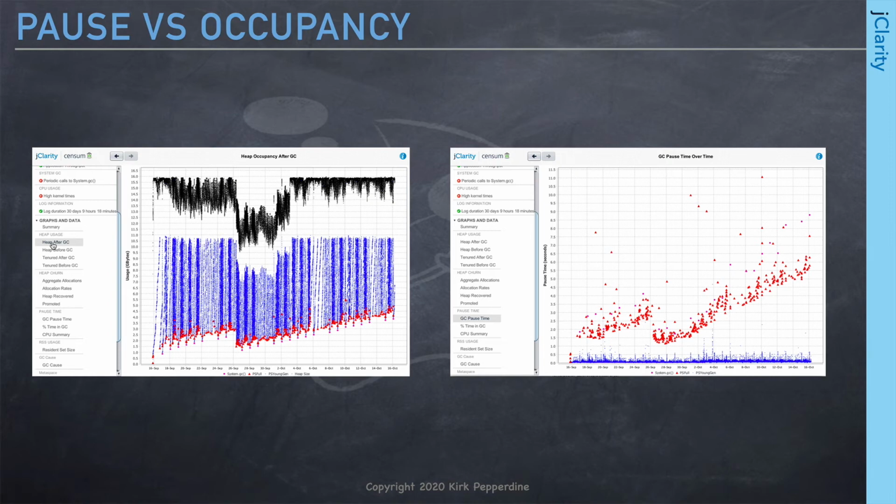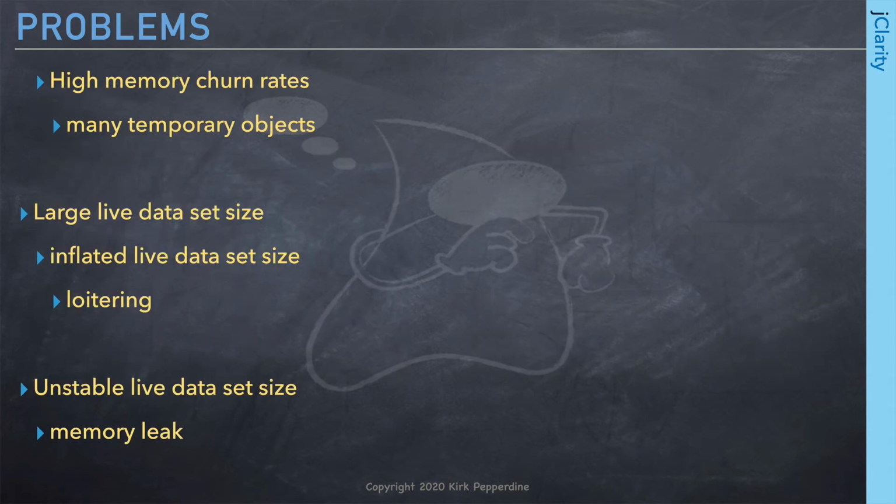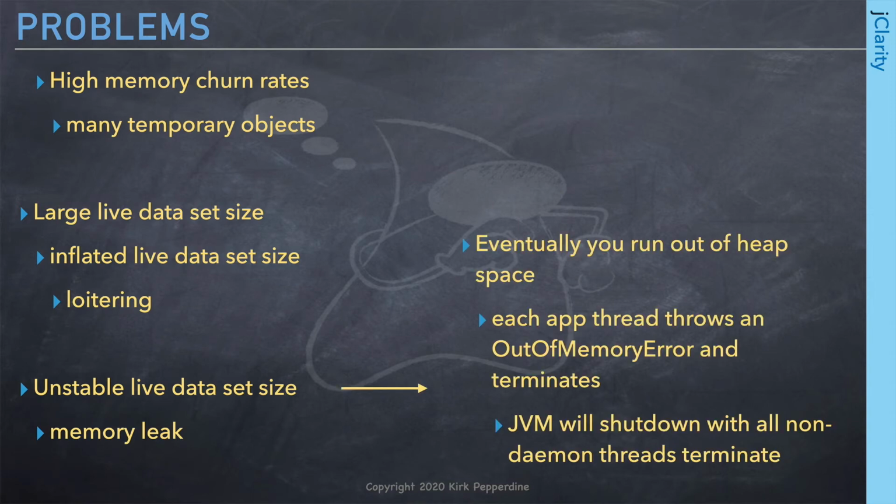So bigger live set, more work for the collector to do, longer pause times. So smaller heaps, in this case, are a solution. But again, going off heap can cause more issues. So it's a quandary, shall we say, as to what to do. And of course, we can have an unstable live set, which is essentially a memory leak. And, you know, hitting a memory leak is never a really good idea.